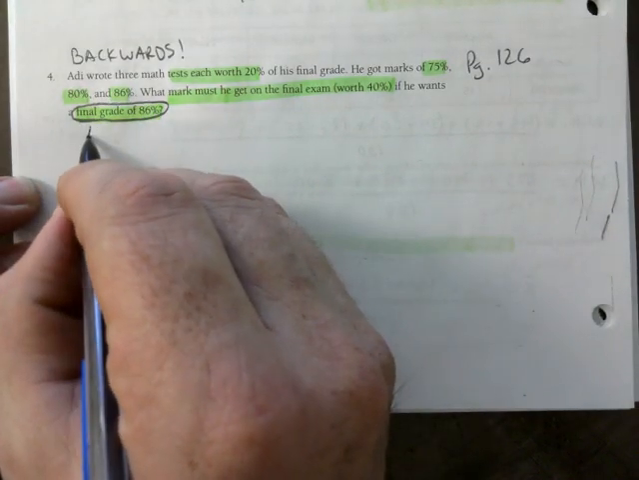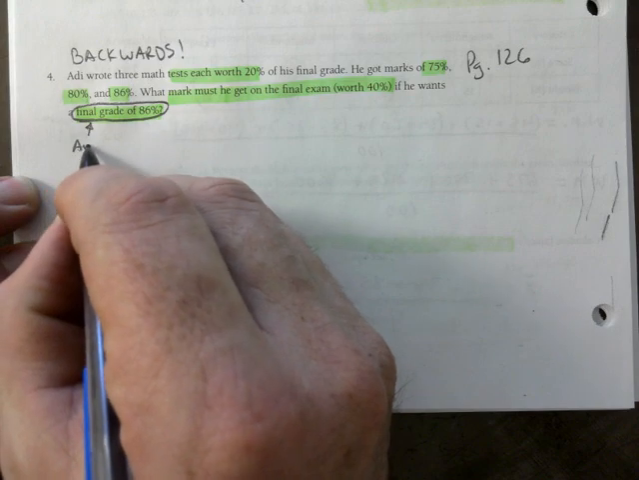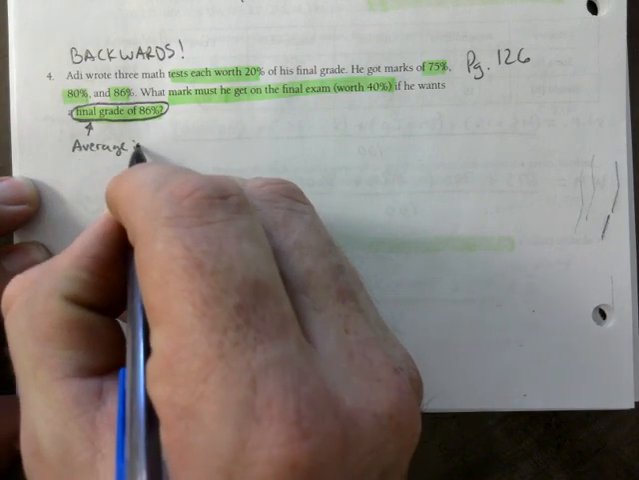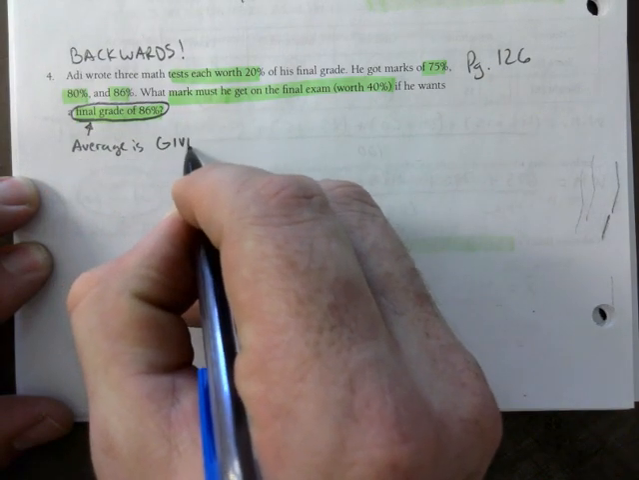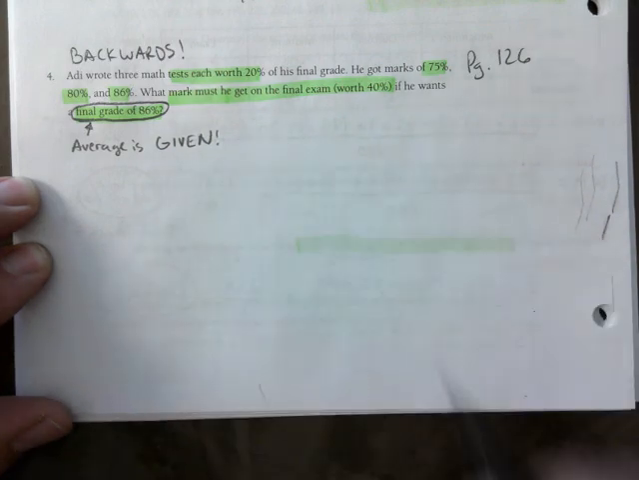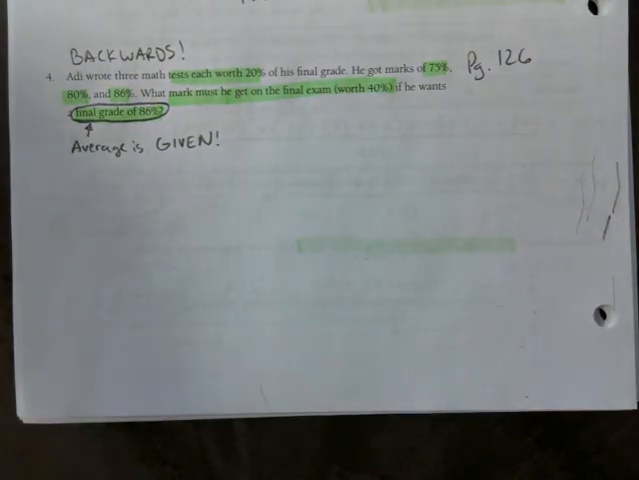Okay? You're going to say that the average is given, right? You're going to make a note that the average is actually provided to you.